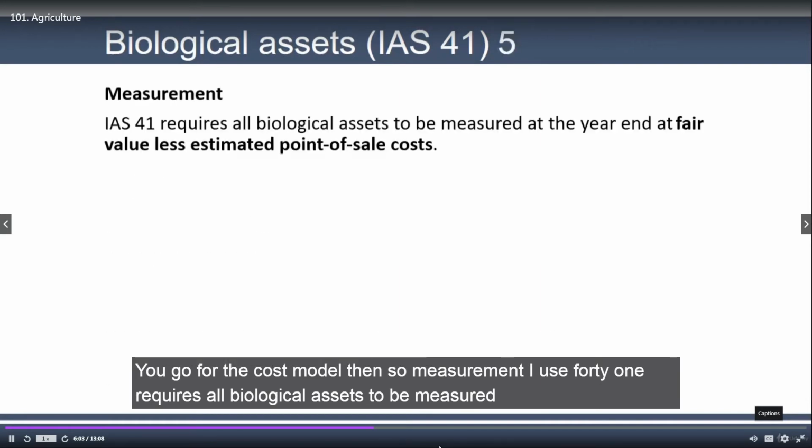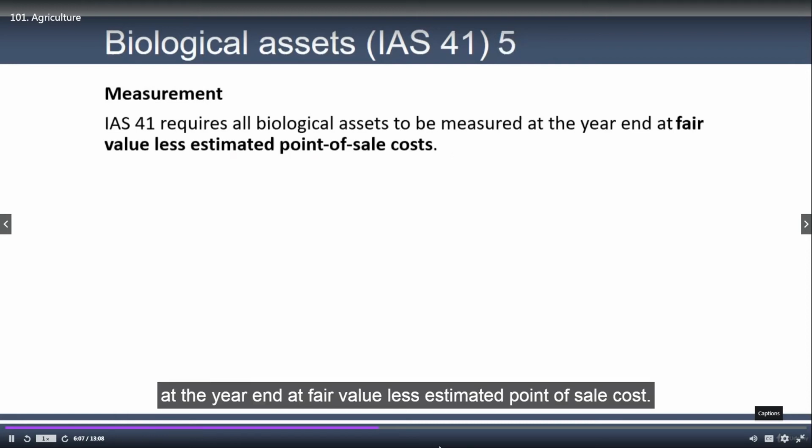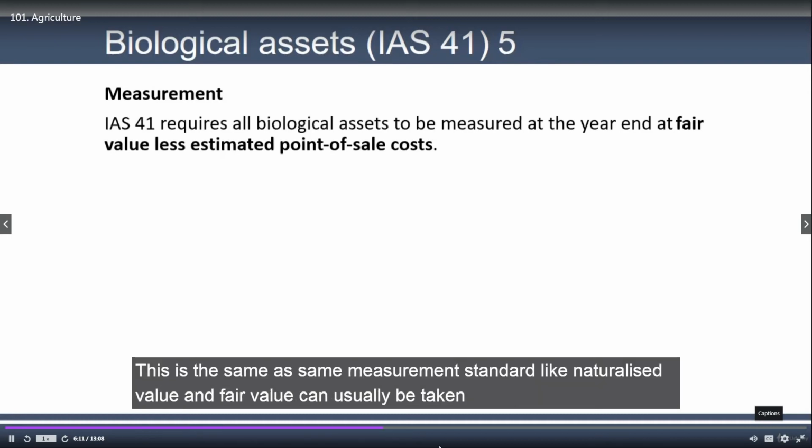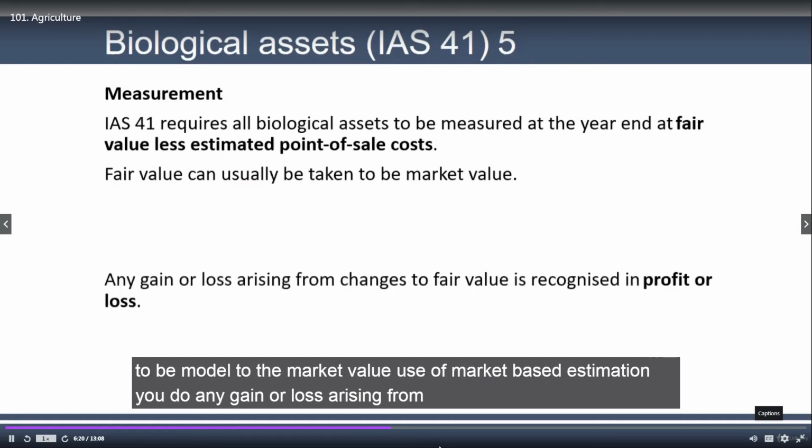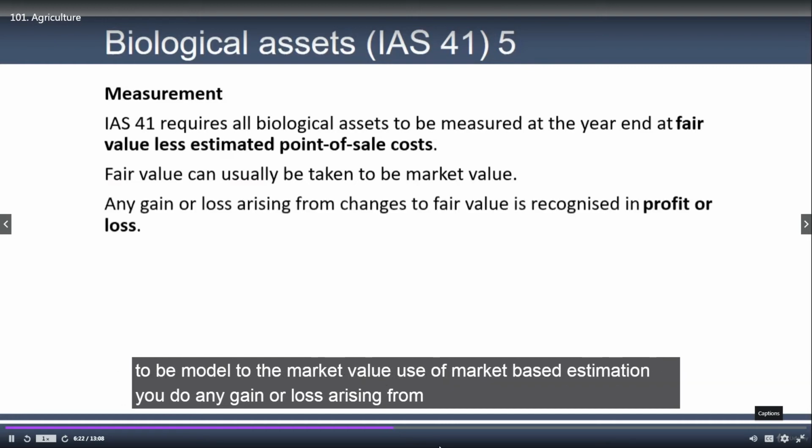Measurement: IAS 41 requires all biological assets to be measured at the year end at fair value less estimated point of sale costs. This is the same measurement standard as net realizable value. And fair value can usually be taken to be the market value, so you do a market-based estimation. Any gain or loss arising from changes to fair value is recognized in profit or loss.